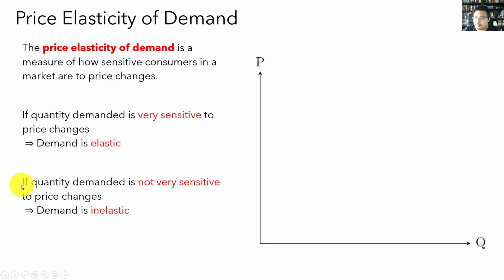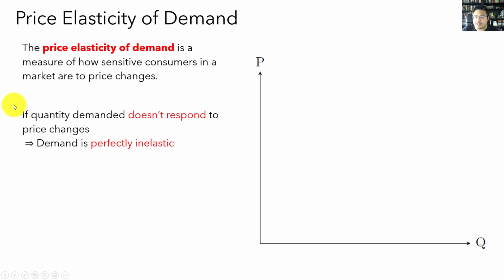On the other hand, if quantity demanded is not very sensitive to price changes, then we say that the demand is very inelastic. So here's an example of an inelastic demand curve. As you can see, the slope is very steep, because what that says is even for a very large change in price, the quantity doesn't change by very much. For a very large increase in price, quantity decreases by a little. For a large decrease in price, quantity increases by a little. So an inelastic demand curve is a demand curve with a steep slope, and it suggests that the consumers are not very sensitive to prices.